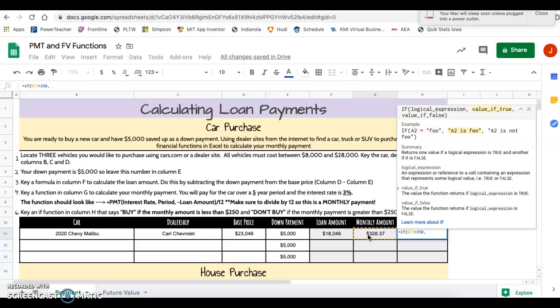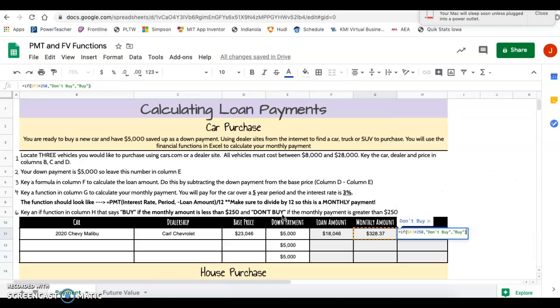comma, what did it say here? If it's greater than 250, we have to say quotation mark, don't buy, quotation mark, comma. Then it says if that's not true, so if it's not greater than 250, then we can go ahead and buy. So let's see if that worked. So it should say don't buy, right? Because it's greater than 250. There we go. It worked. So that is our IF function, and that is how you would do this for each of the 3 cars that you choose.